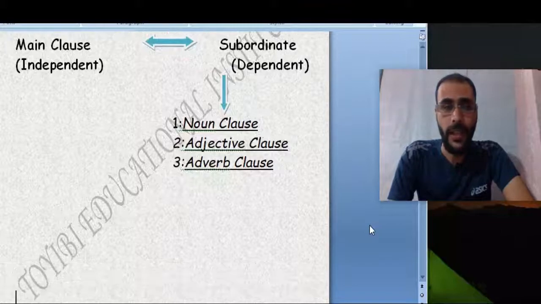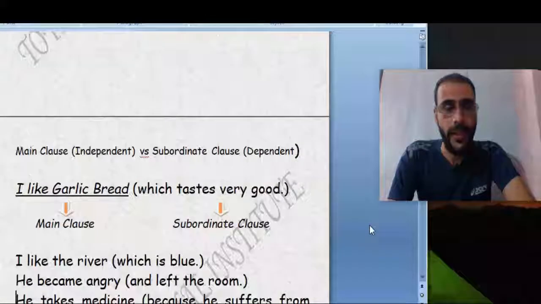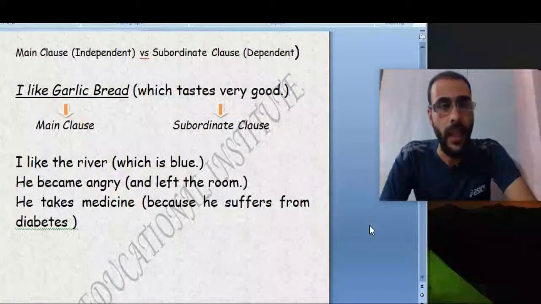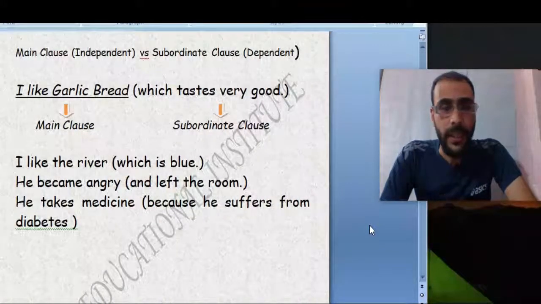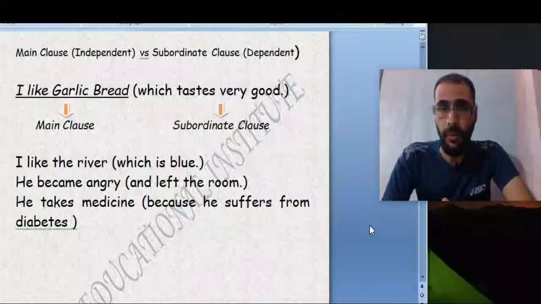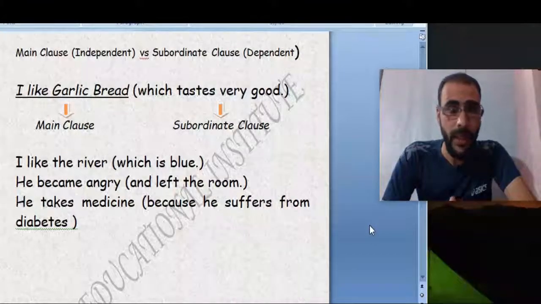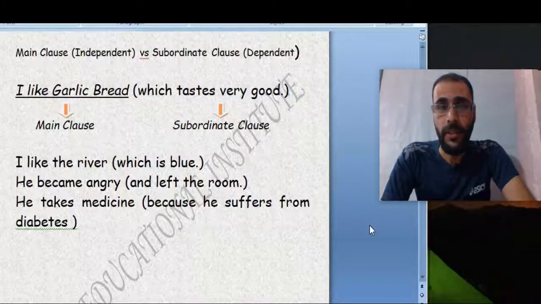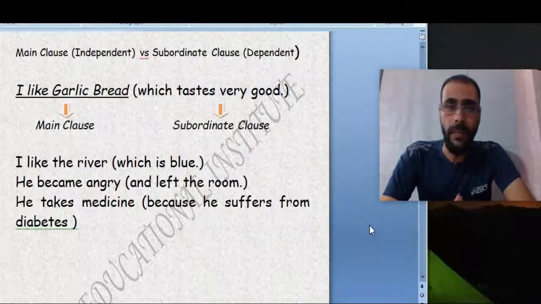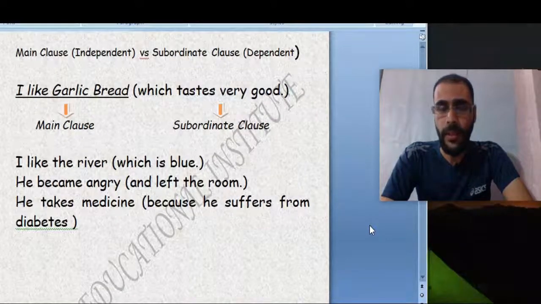Now to understand them, I'll have to show you this example. If you look at this sentence, I like garlic bread which tastes very good. I like garlic bread is the main clause, which tastes very good is the subordinate clause. Now हम इसको एक को independent क्यों कहते हैं, दूसरे को dependent क्यों कहते हैं? It is quite clear with this example.